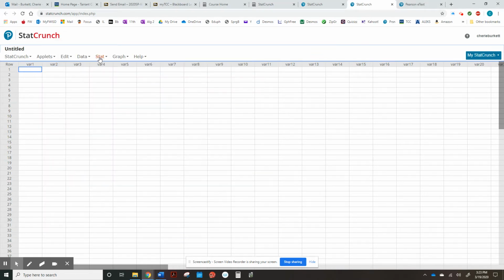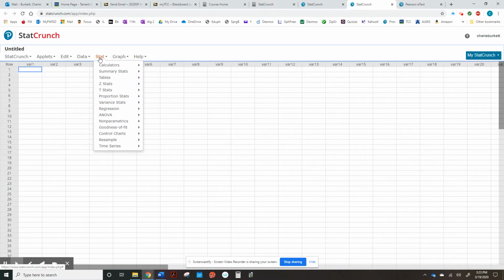I've already got StatCrunch open. You should have an idea of what we're going to do. We're going to go to Stat, and down here to T Stats. We're only dealing with one thing right now, the coffee shop temperatures, so it's a one sample. And again, they didn't give us a list of all of the 16 temperatures. If they'd given us a list of 16 temperatures, then we would select data and work the problem from there. Instead, they gave us the information about the data that they collected from the 16 coffee shops.